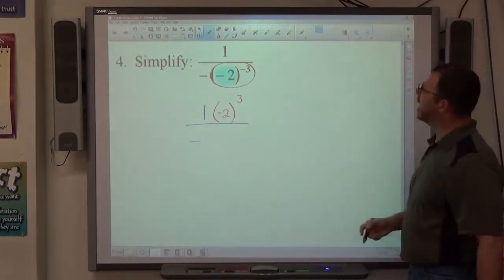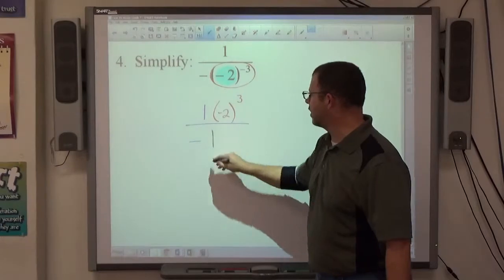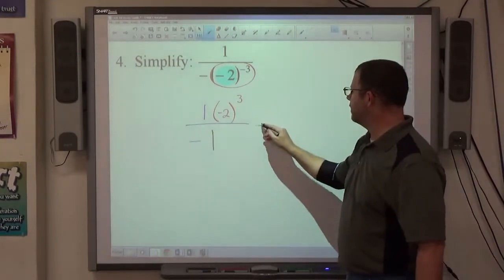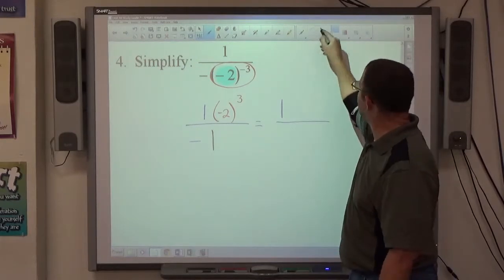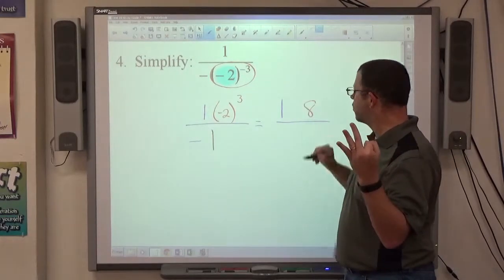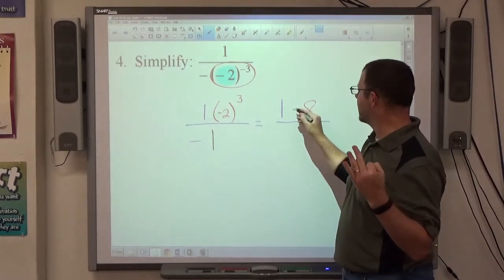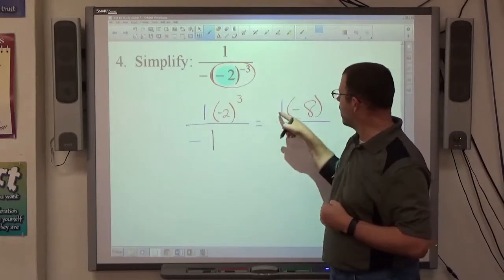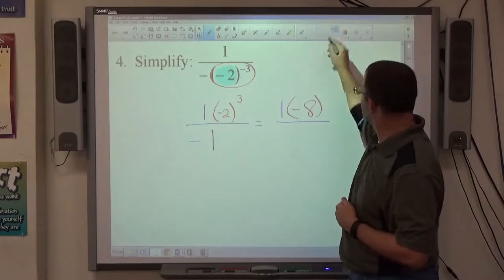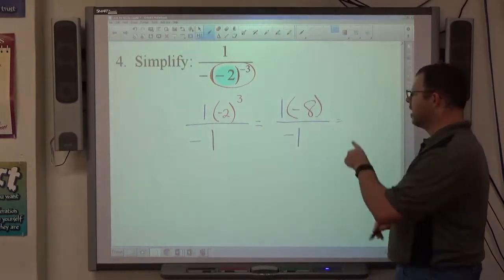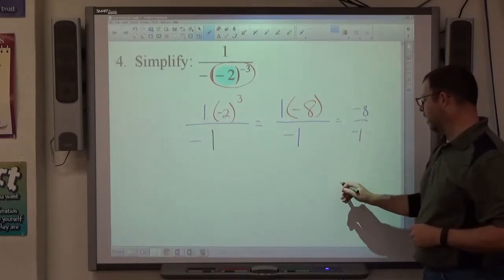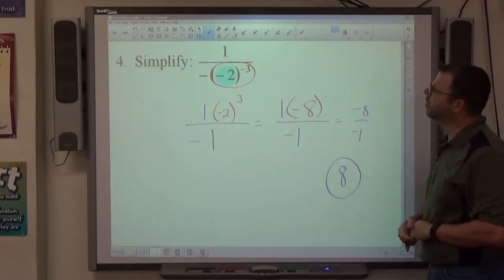And I can't have over negative, so I'm going to put a 1 down there just to have something down there. Then I'm going to evaluate, and again, what's being raised to the power is negative 2. That means negative 2, negative 2, negative 2. 2 times 2 times 2 is 8, and 3 negatives making a negative 8. It's being multiplied by the 1, so negative 8, times 1, still over the negative 1 down here. 1 times negative 8 makes negative 8, and negative 8 over negative 1, 2 negatives make a positive. So positive 8 would be the best result for that one.